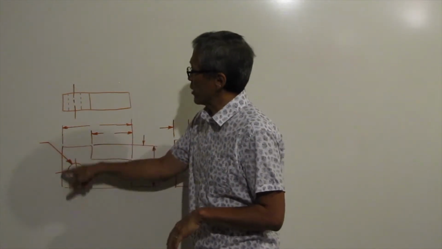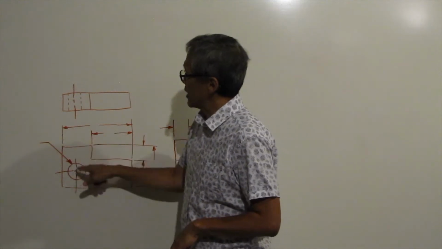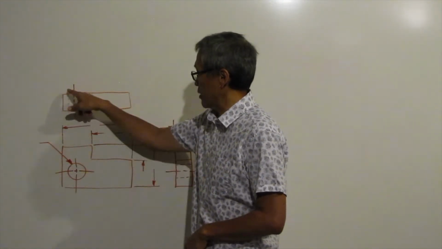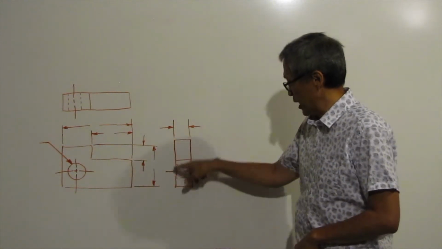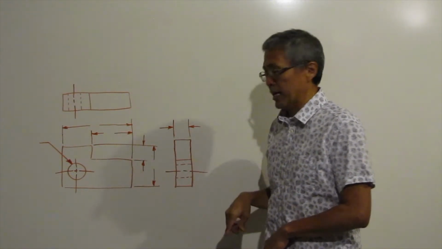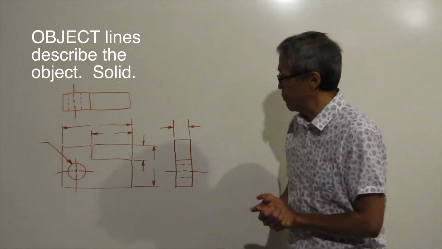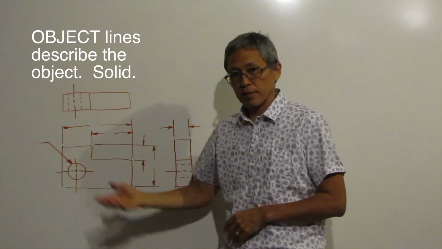When you look at an object, the lines that describe the object shape, in other words, these outside lines, these solid lines all the way around here, those lines are called object lines because they describe the object. Okay, so fairly simple. Object lines describe the object.